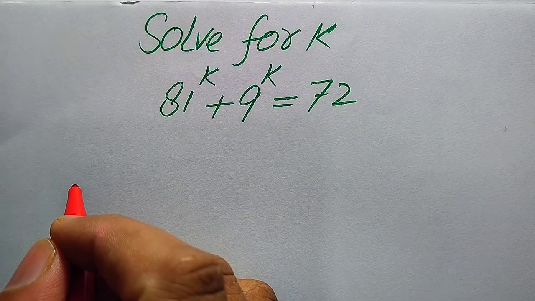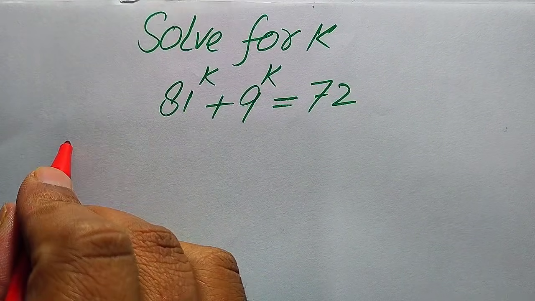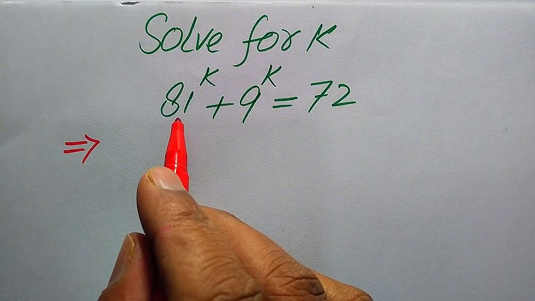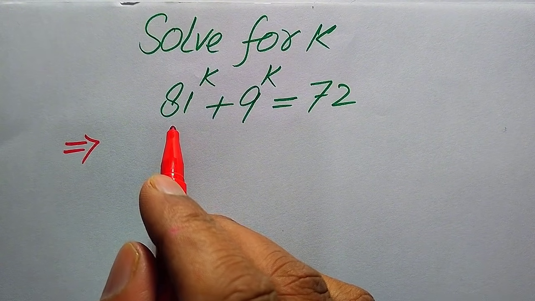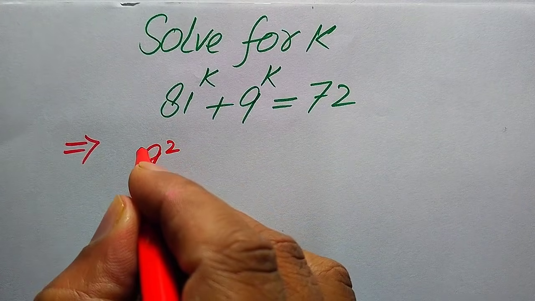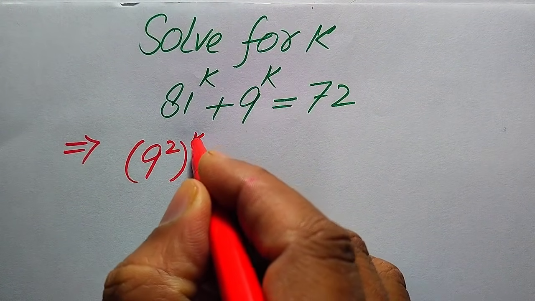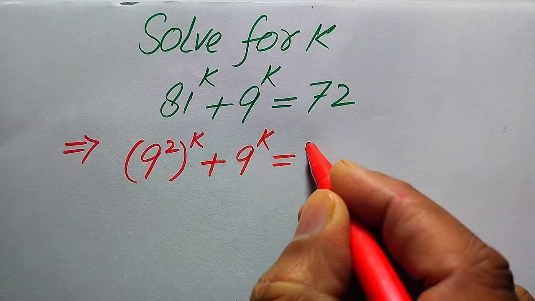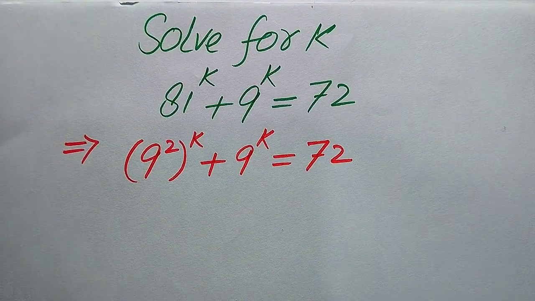And now we move towards the solution of this problem. So the very first thing we are going to do is make the factors of 81, and we rewrite this equation by writing 81 as 9 squared and its whole exponent is k, plus 9 to the power of k is equal to 72.